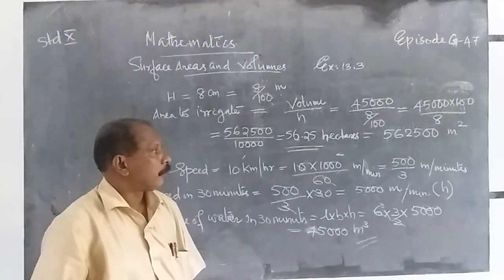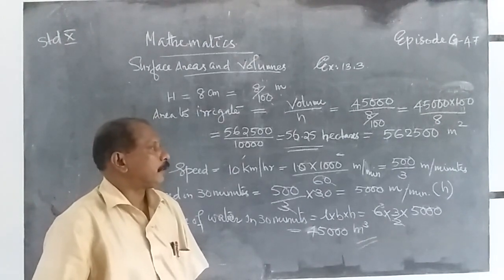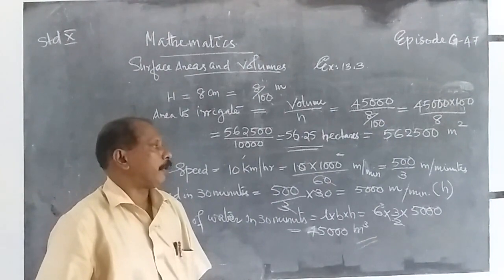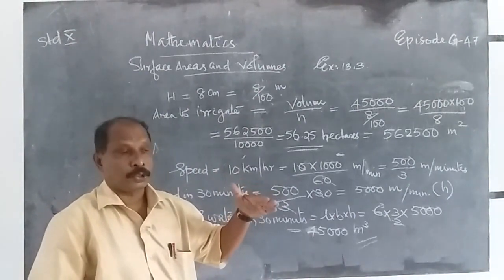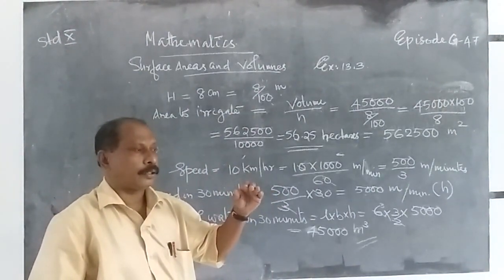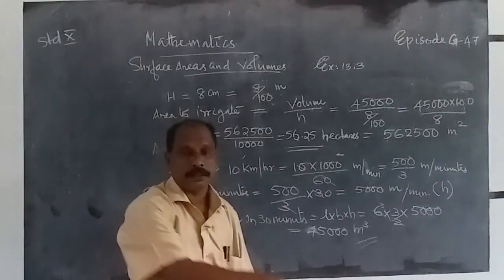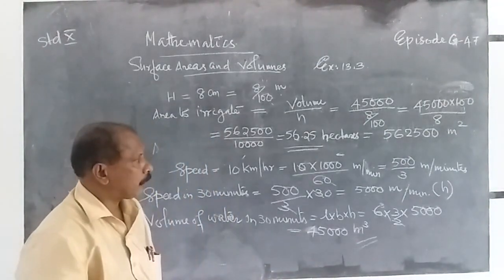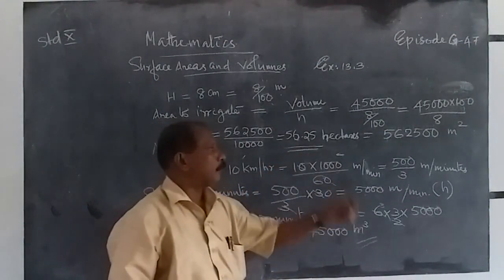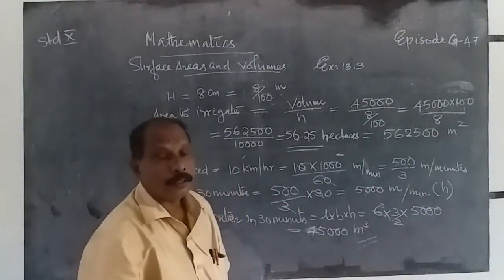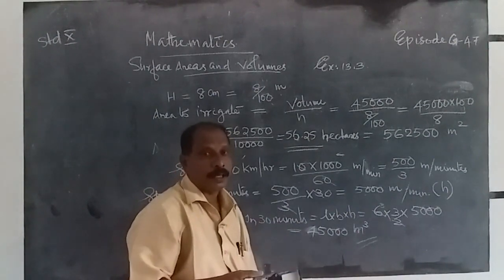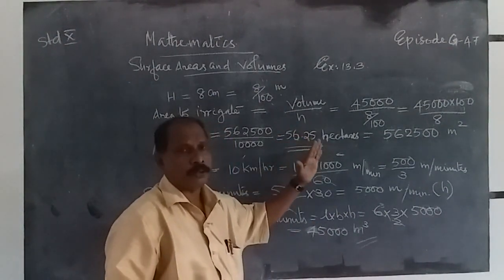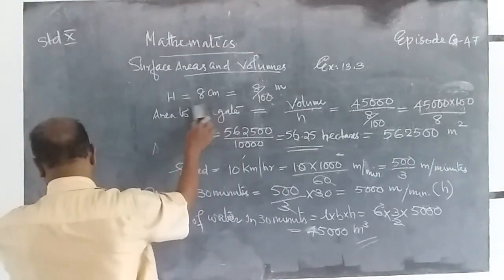We get what? 5,625,000 meter square. That means 10,000 meter square is 1 hectare. Therefore, dividing by 10,000, we get 56.25 hectares as the area of the region to irrigate using the water of that canal. This is an important question for board. Clear?